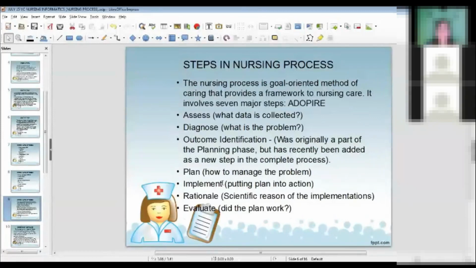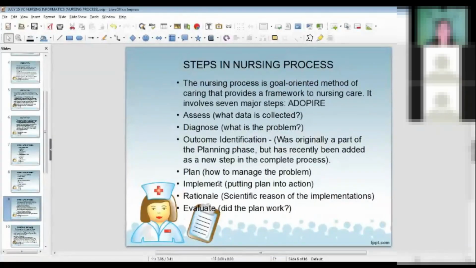And then we have the evaluation. Did the plan work? So, yun sa evaluation natin kanina from scale of 8, naging 6. So, at least nag-work yung ating intervention. But this time, since ang goal natin is to lower down to 5, then we have to continue with our interventions.